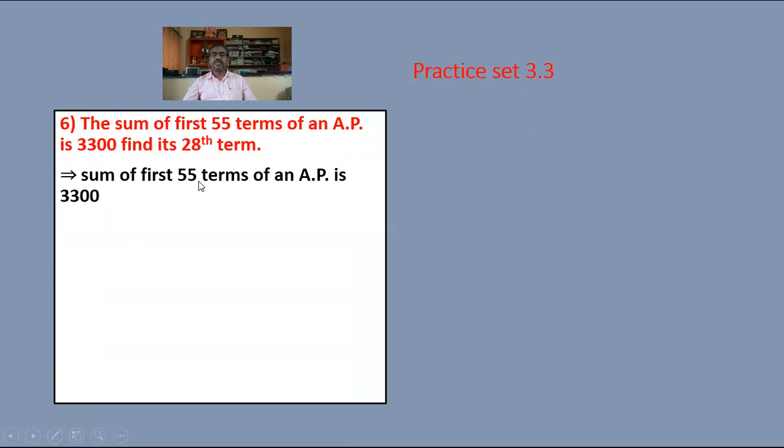Sum of the first 55 terms of an arithmetic progression is 3300. Therefore, Sn is equal to S55 is equal to 3300.